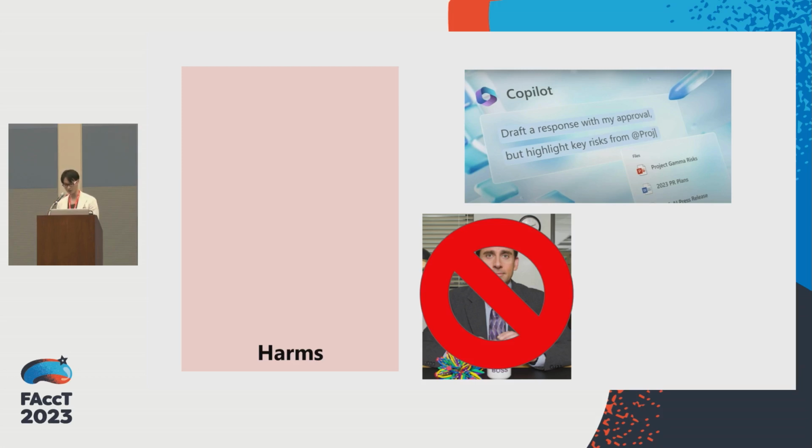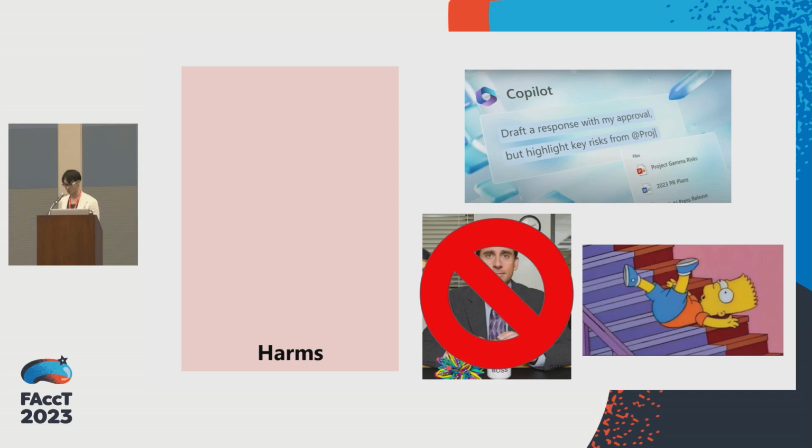Another kind of problem you might run into is a race to the bottom. So actually, this was originally meant to be a GIF of Bart rolling down the stairs. This is meant to represent a race to the bottom.